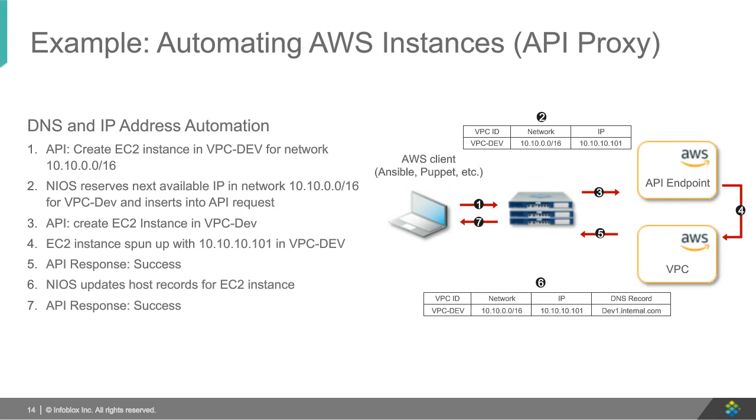So you don't have to wait for getting an IP address from a different team, right? So this example shows essentially that you can fit Infoblox in your existing AWS workflow and achieve a completely automated VM provisioning process.